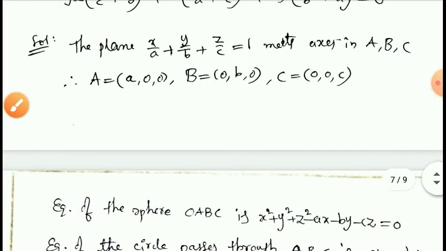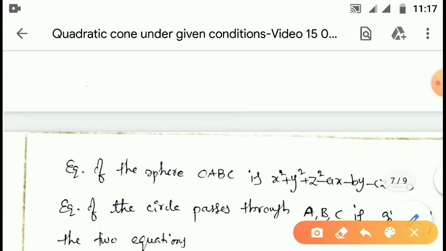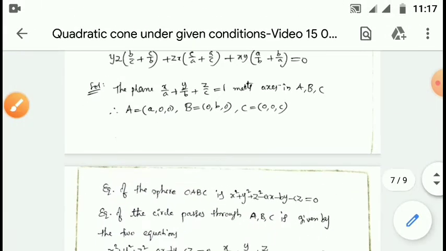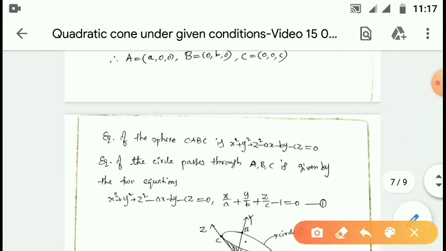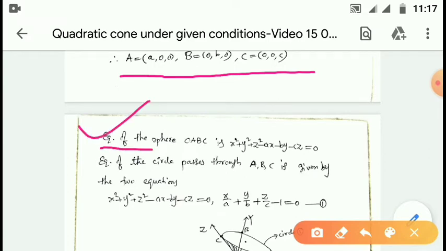So the equation of this pair OABC is, since A is (a, 0, 0), B is (0, b, 0) and C is (0, 0, c), we can easily say that the equation of this sphere OABC is x square plus y square plus z square minus ax minus by minus cz is equal to 0. This is a basic concept we have proved in the chapter, in the topic sphere, in my earlier videos.